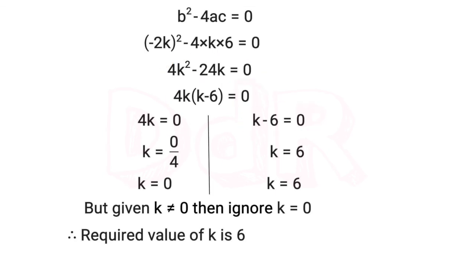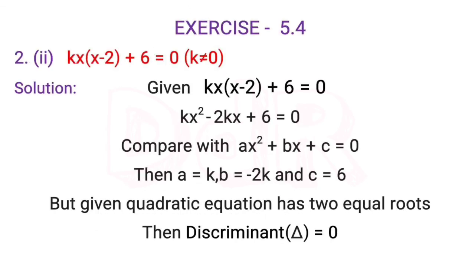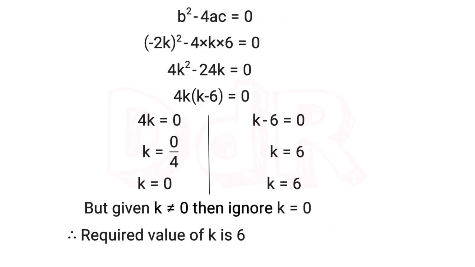So here k equals 0 by 4 because here 4 is multiplying, and 0 by 4 is 0. Next, here k minus 6 equals 0, then k equals 0 plus 6, so k equals 6. But in the given question k is not equal to 0. So that is why, since k is not equal to 0, ignore k equals 0. Then our required k value is only 6.